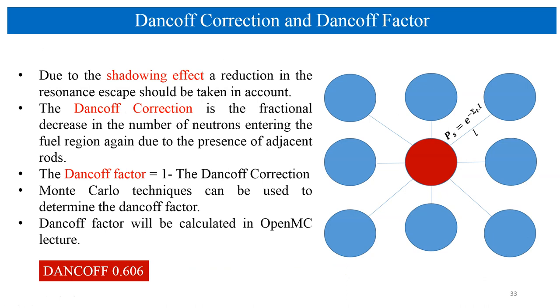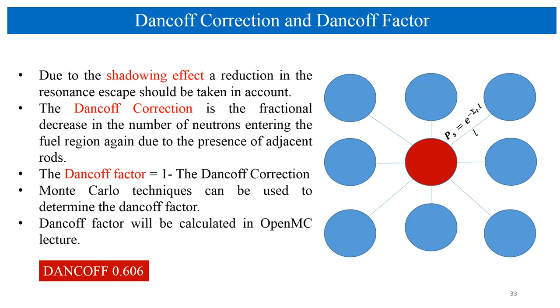Another thing related to the material, we call it Dancoff. It's related to the distribution of fuel rods and the material both. We call it the Dancoff correction or Dancoff factor. In the manual, the recommended value for the Dancoff factor is 0.625, but we will see later how to calculate it using a Monte Carlo code.